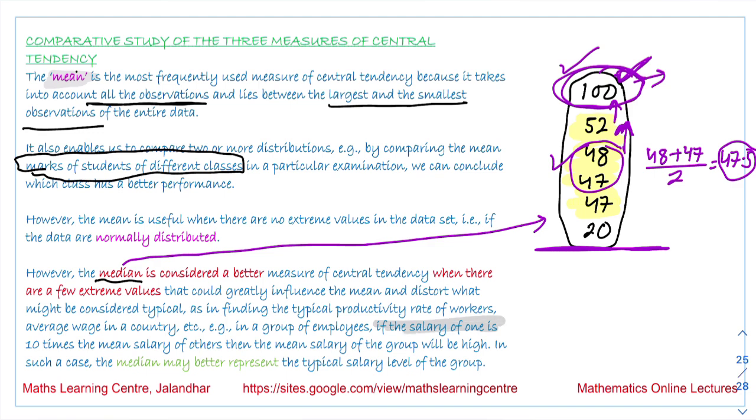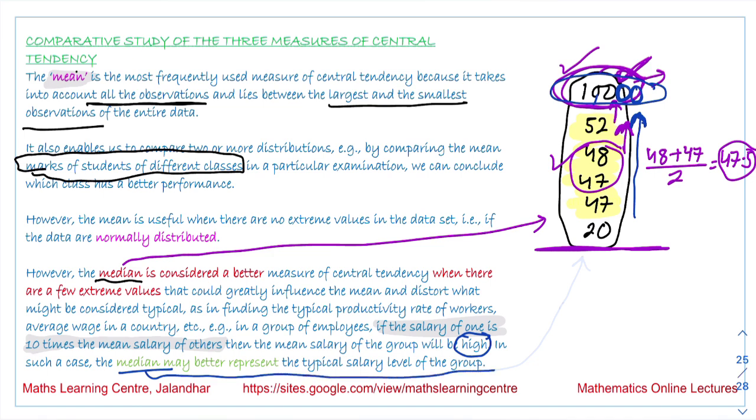If the salary of one person is 10 times the mean salary of the others, then the mean salary of the group will be high. Suppose in place of this 100, the salary over here is 1000, or 10,000. Then this one value will deviate the mean towards the higher side. So in these kinds of cases, we prefer the median as the better average.